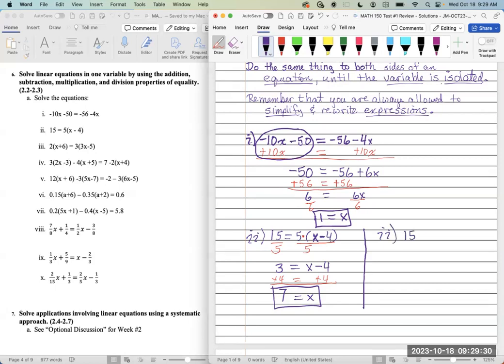If you distributed first, that would be fine. You would have 5x minus 20. Do whatever you want to both sides of the equation. I now have 35 is the same thing as 5x. My goal is to isolate the x. What's blocking that goal is multiplying by 5. So I choose to divide both sides by 5, and yes, indeed, you get the same answer.